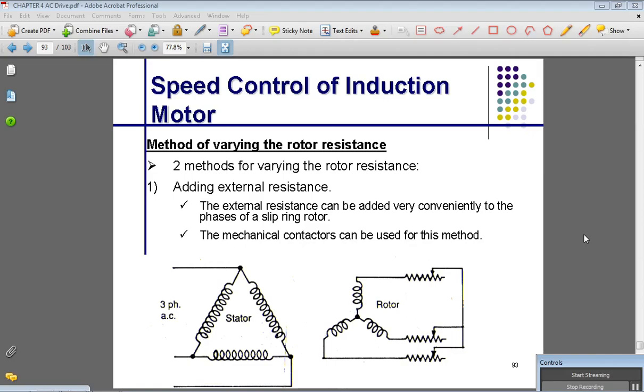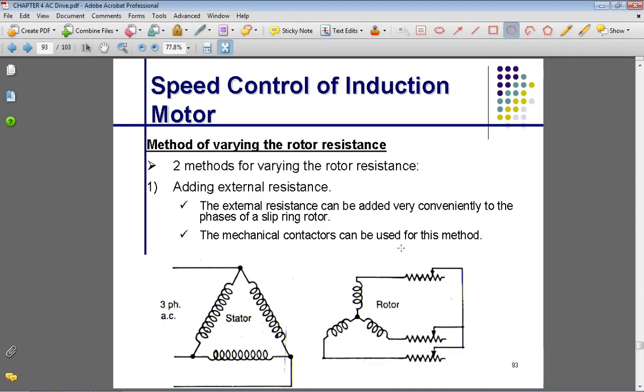With this approach, there are two techniques that can be implemented. The first one is adding external resistance to the phase of a slip ring rotor as shown in the figure. A mechanical contactor can be used for this method. The contactors are used to shut out portions of the total resistance step by step for different levels of speed.